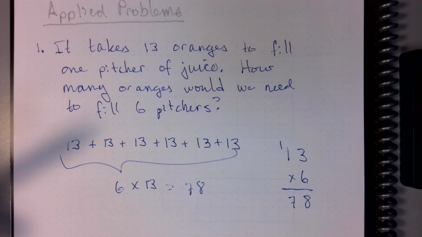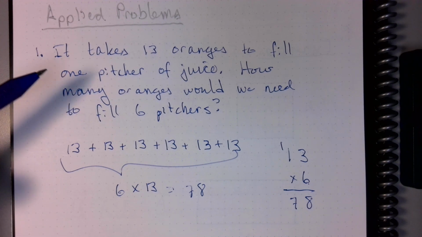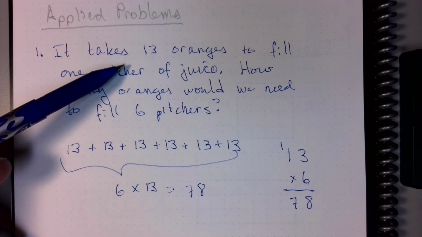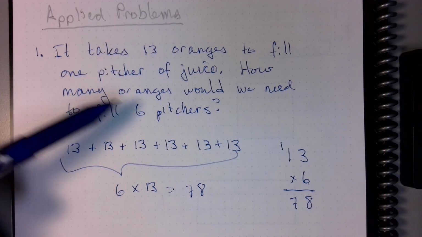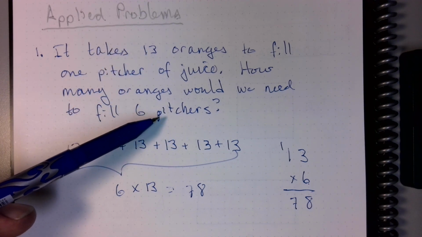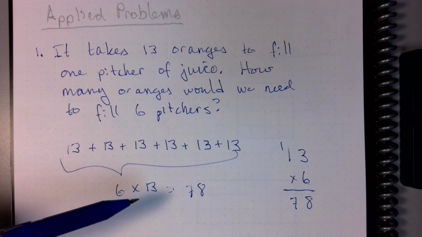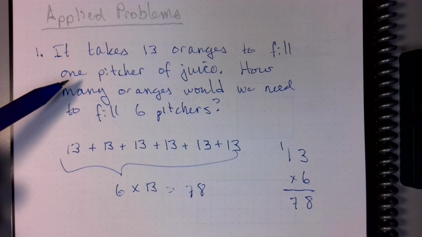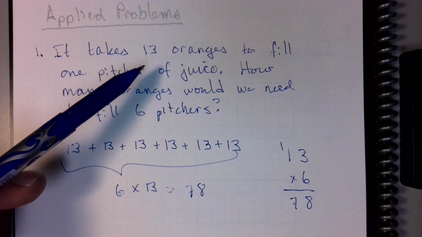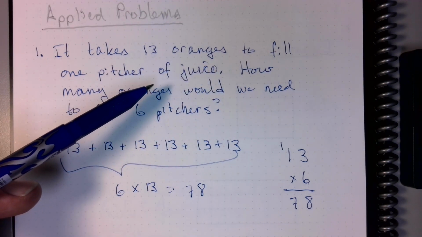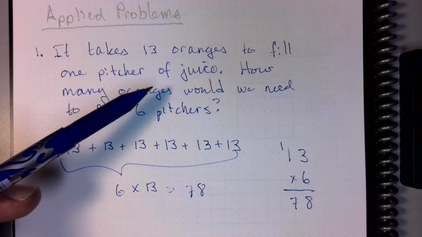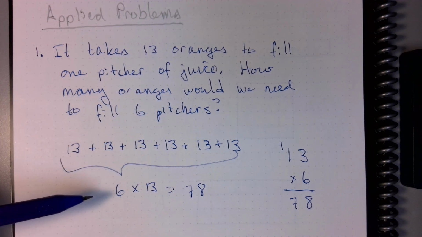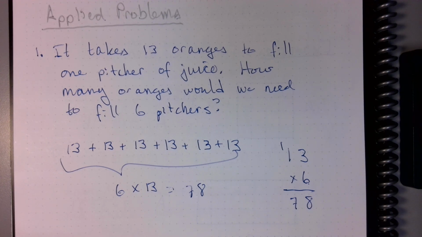Okay, so a example problem where multiplication came in handy because we had groups, 13 oranges for each pitcher, and we had 6 pitchers to fill up with orange juice. So we're doing this, which is equivalent to multiplication. Okay? Typically, when you see 13 for each, that indicates we're probably going to be doing a multiplication to actually solve the problem. Okay? So keep your eyes open for that in this exercise set.